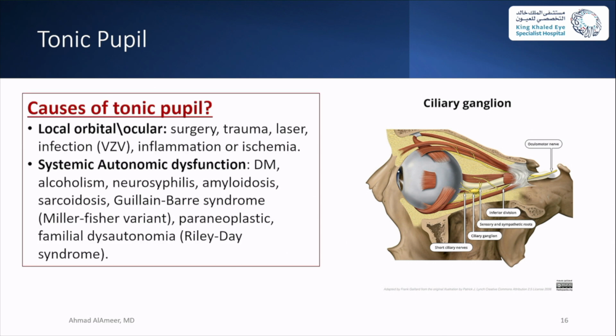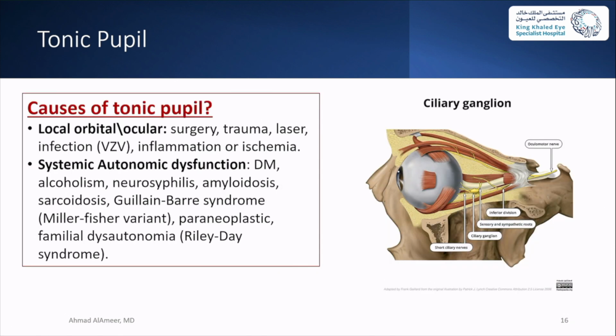Causes include any damage to the ciliary ganglion or the short ciliary nerve, either from orbital surgery, trauma, laser, especially PRP, or cryotherapy to the retina because it affects the short ciliary nerve. Inflammation, infection from varicella zoster, or ischemia. Or it can be from a systemic disease like diabetes, neurosyphilis, Guillain-Barré syndrome, mainly the Miller Fisher variant. Could be rarely from paraneoplastic or familial dysautonomia.